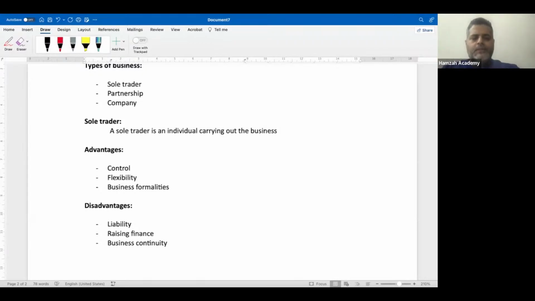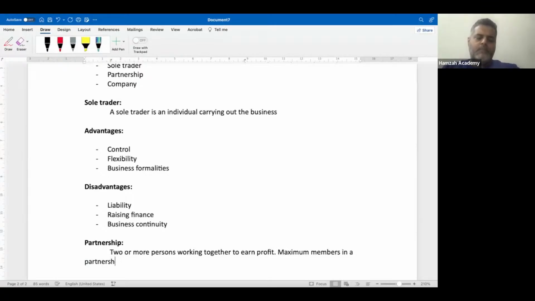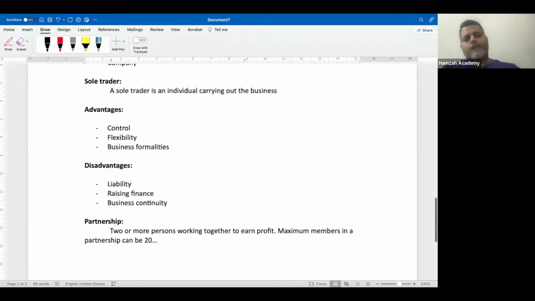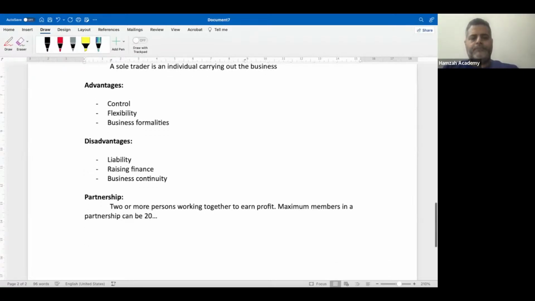Then after the sole trader, we have the partnership. Now, a partnership is two or more persons working together to earn profit. The maximum members in a partnership can be 20. If you go above this, then you have to create a company, right?